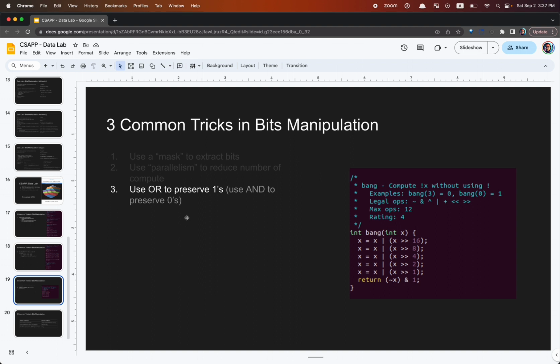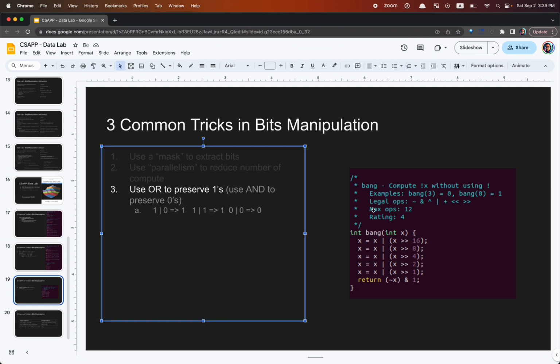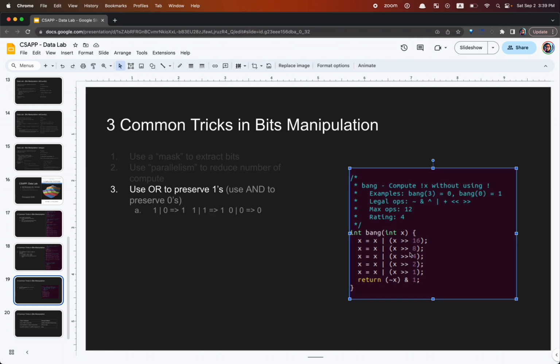Trick number 3: use OR to preserve ones, and complementarily use AND to preserve zeros. Let's take a look at the example on the right side, which is the same as the previous slide. In the bang problem, the core part of the issue is to check whether there's any one in this input number x. And to do that, we heavily leverage this OR operation in each of the steps here.